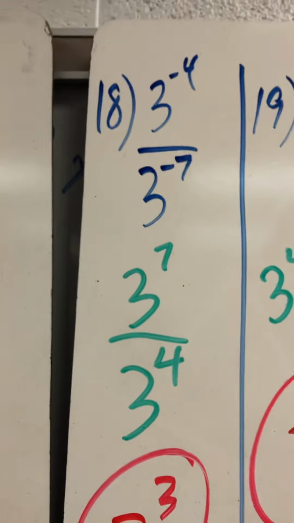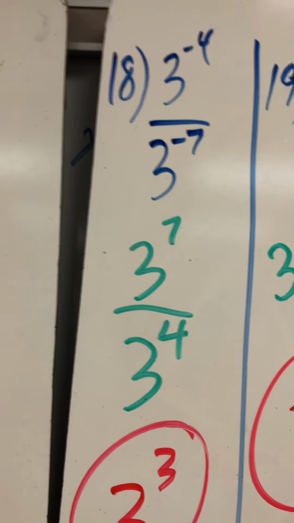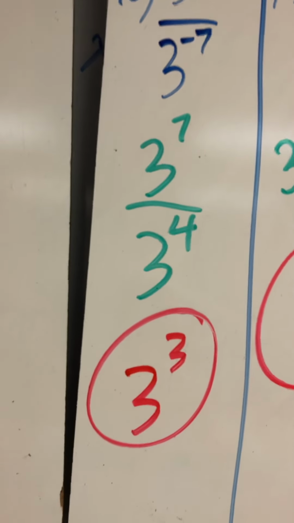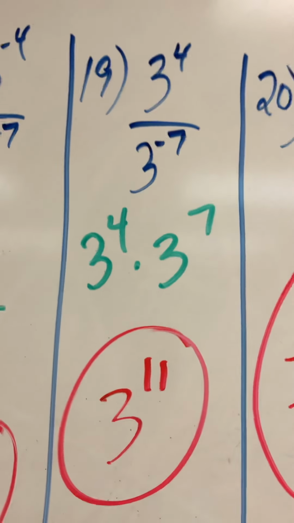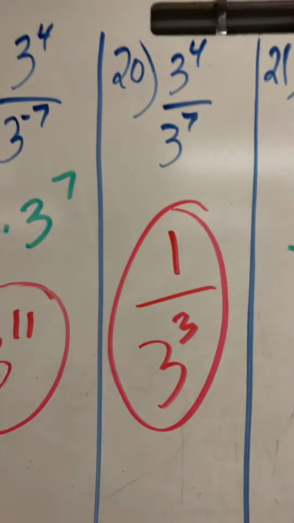What if they're both negative? Just flip it around. 3 to the 7th on top, 3 to the 4th on the bottom. Gives me 3 to the 3rd, right? If only the negatives on the bottom, move it to the top. 3 to the 11th. This doesn't change, still 1 over 3 to the 3rd.